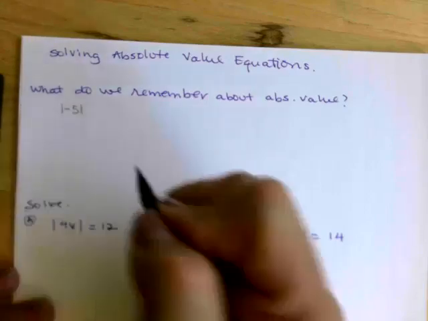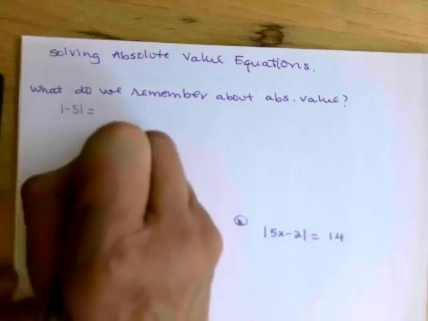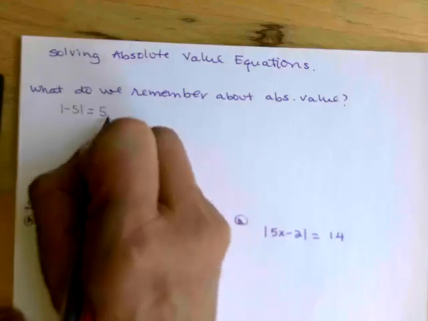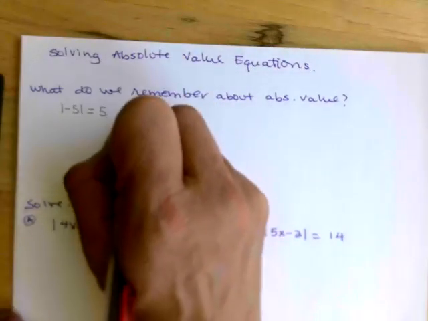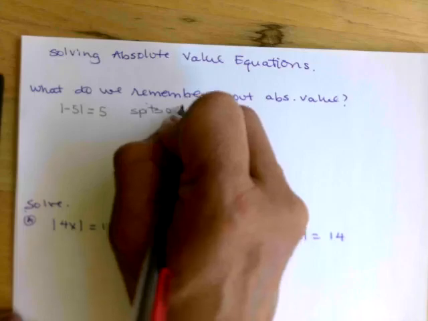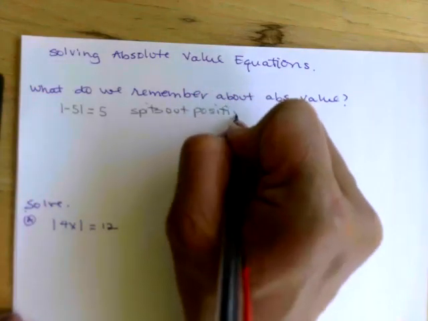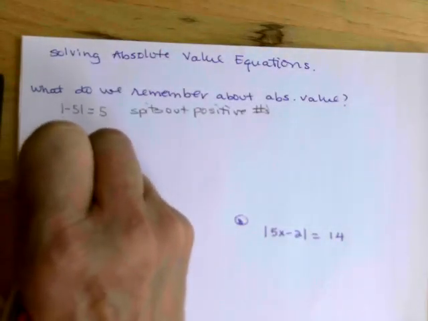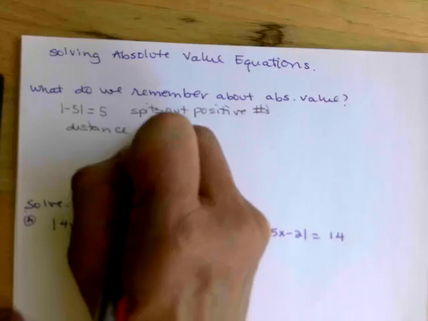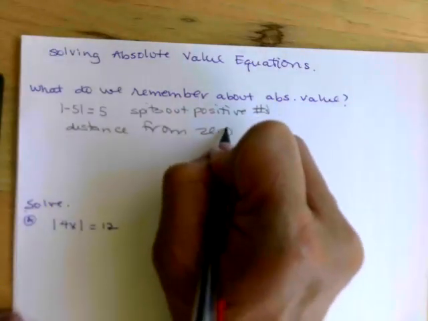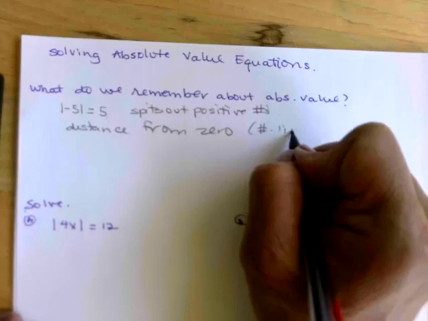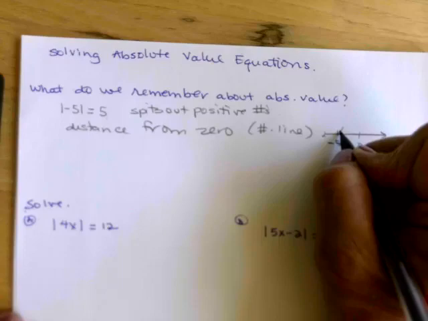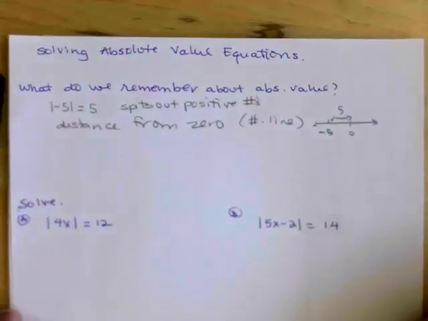So if I have the absolute value of -5, it's an operation that we do on the value on the inside. What comes out is 5. Everything that comes outside is positive, so it spits out positive numbers. You may remember that it is the distance from 0 on the number line. So if we think about the number -5, that is 5 spaces from 0.